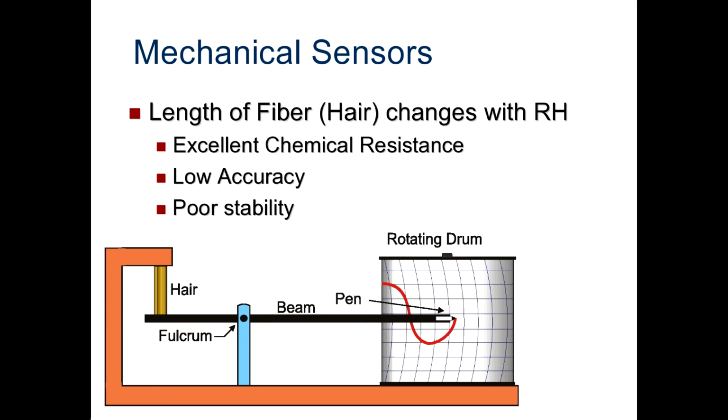We can see here in the diagram that the hair is connected to a beam. And as the hair contracts or expands, this beam is deflected. And there's a pen on the end of the beam, which is writing to a rotating drum. So as humidity changes, the beam deflects, and that's recorded on a drum.